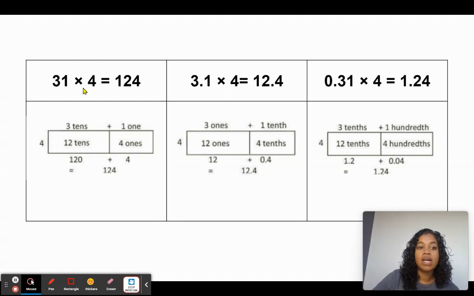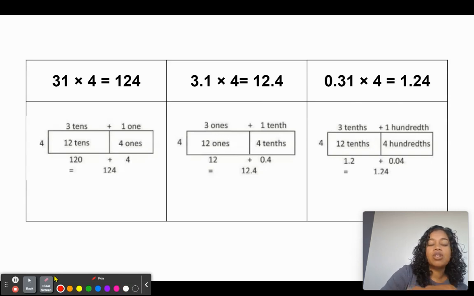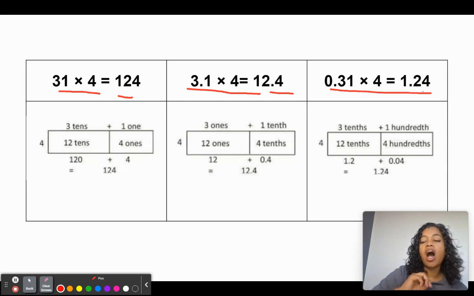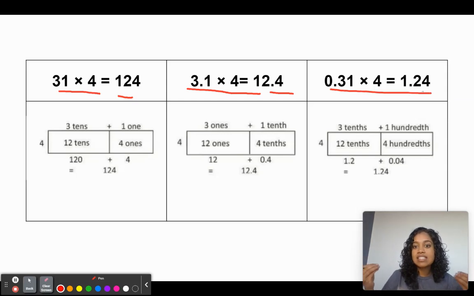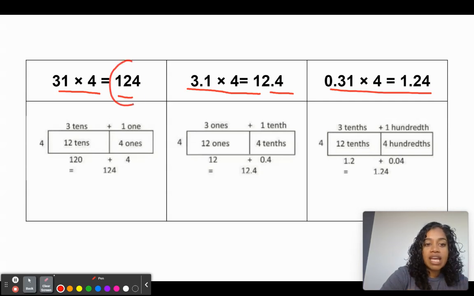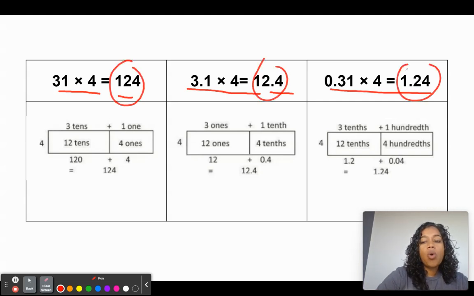So we have 31 times 4, which equals 124. We have 3.1 times 4, which is 12.4, and 0.31 times 4, which is 1.24. Now, one thing that I am noticing is all of my digits in all three of these problems are the same, and the product, or the answer, has the same digits. The only thing that is different is our decimal point, right?